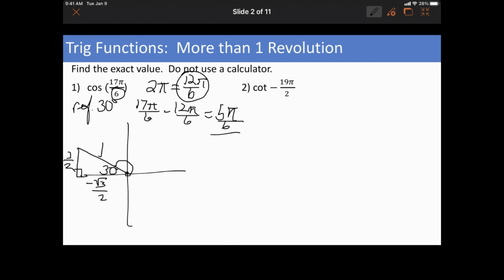Find the reference angle. We know the hypotenuse is 1. Find the lengths. Cosine is adjacent over hypotenuse. So my final answer is negative root 3 over 2.